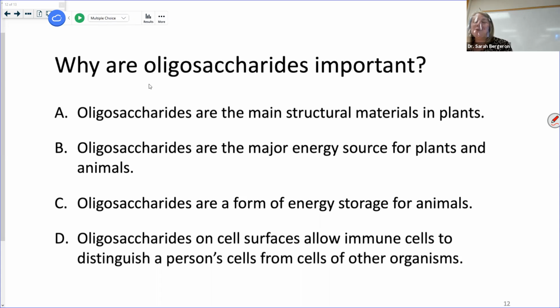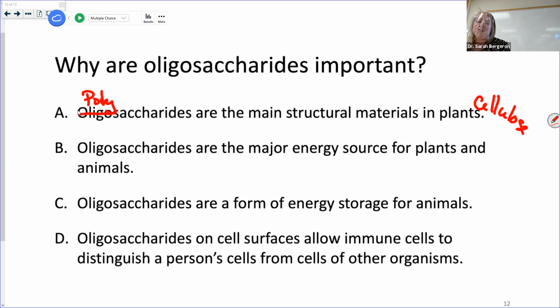Okay, so let's go through each statement before I reveal the answer. Oligosaccharides are the main structural materials in plants. True or false? False. How could I make this statement true? Not oligo, but poly. Polysaccharides are the main structural materials in plants, right? Which polysaccharide? Y'all not studying your polysaccharides. Which one? Cellulose, right? Cellulose is structural, yes.